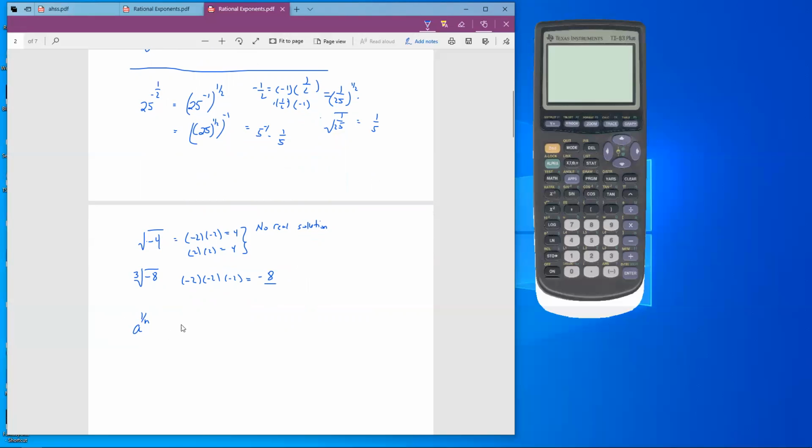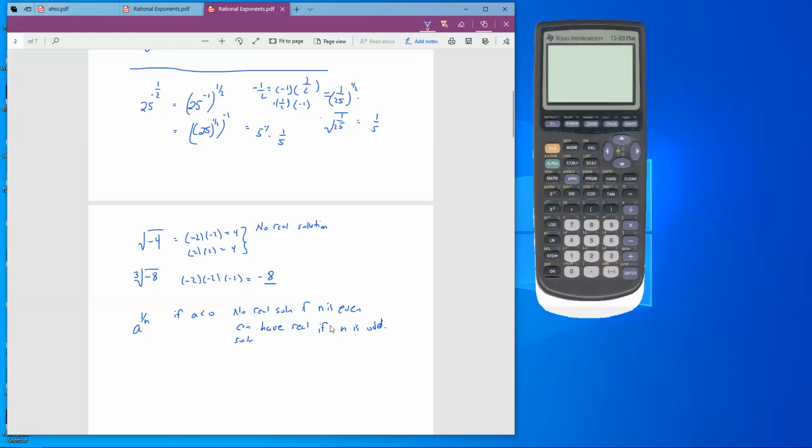So if you're looking at a to the 1 over n, and we'll say a is less than 0, you have no real solution if n is even. However, you can have a real solution if n is odd.